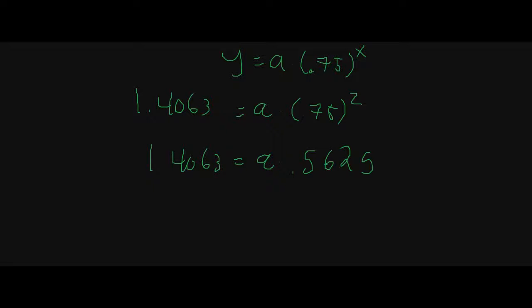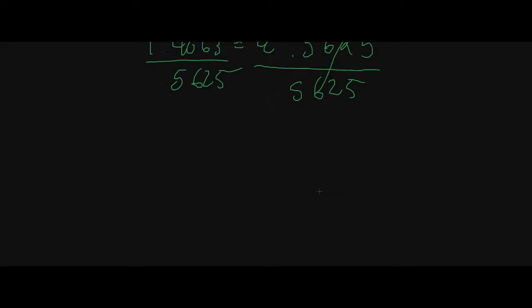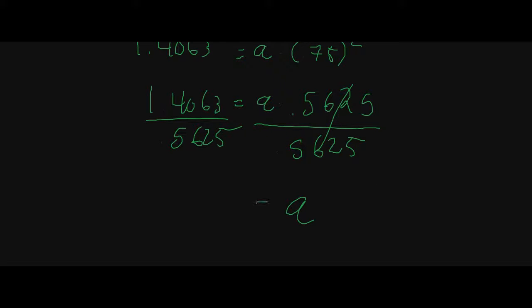Well, now to solve for a we just need to divide both sides by 0.5625. And we're going to get a is equal to, let's go ahead and do that, 1.4063 divided by 0.5625, and we get 2.5000, and it goes on to some numbers, right? So we're just going to go ahead and write a is equal to 2.5.